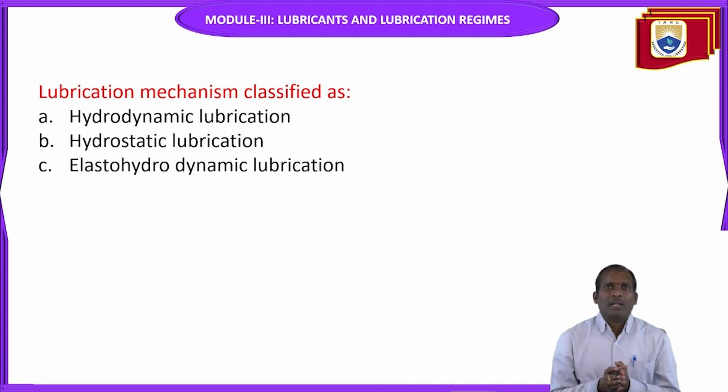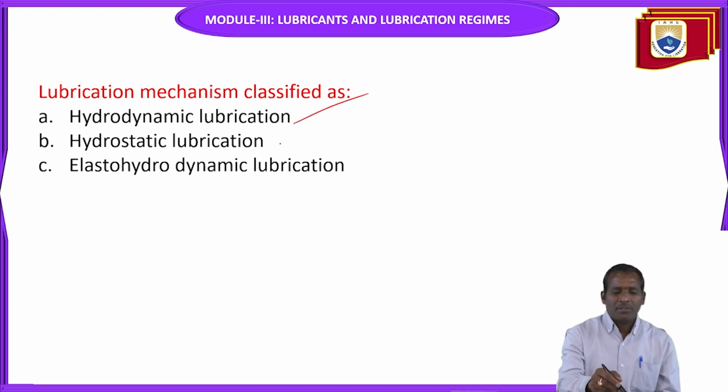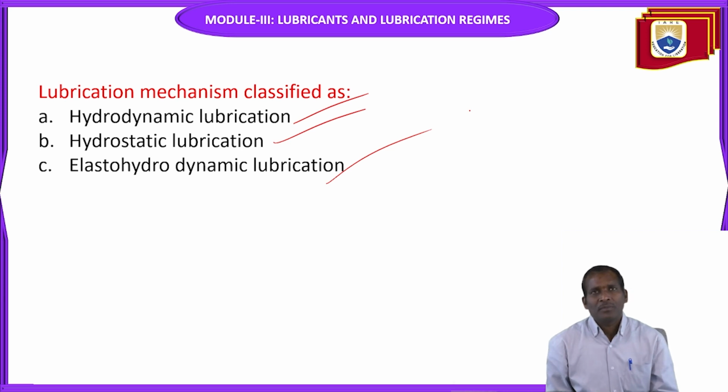Next, the main mechanism. What is the importance? What is the mechanism of lubrication? The lubrication mechanisms are classified as hydrodynamic lubrication, hydrostatic lubrication and elasto-hydrodynamic lubrication, classified according to the type of load and type of lubrication process, divided into three types.